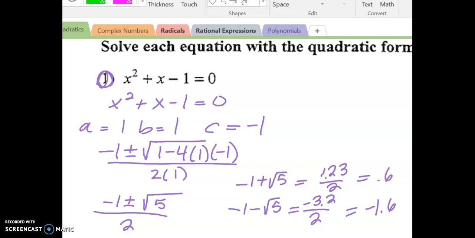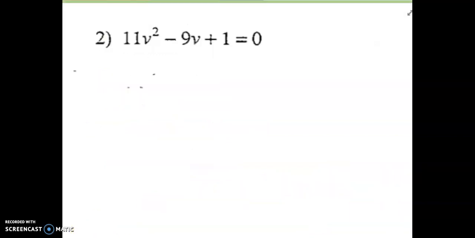Remember, when you type in -1 plus the square root of 5, you want to put that in first before you hit divide by 2. You should have got 0.6. When you did -1 minus the square root of 5, you should have got -3.2 divided by 2 equaling -1.6.